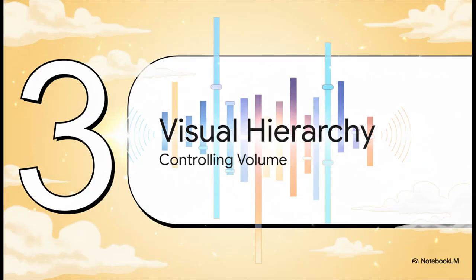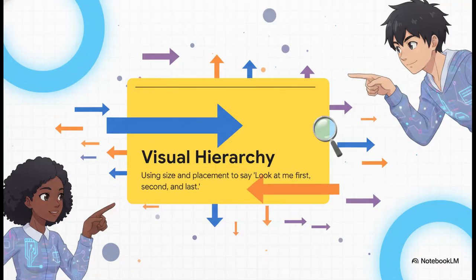Moving right along to Section 3, establishing visual hierarchy, or controlling the volume. Think about it. If everything on a screen is shouting, nothing actually gets heard, right? Hierarchy is how a designer uses size, bold weight, and placement to clearly say, hey, look at me first, look at me second, and look at me last.